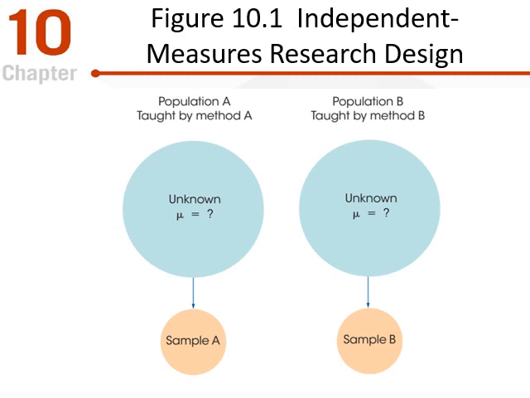Here is an example of what we'll be looking at. Here's population A, taught by method A. Think of this as one classroom. We don't know the population mean. Here's population B, taught by method B, totally separate classroom. And again, we don't know the population mean. So we're going to take a sample from each population.